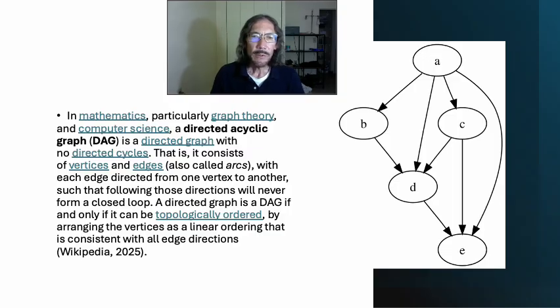In mathematics, particularly graph theory and computer science, a directed acyclic graph, DAG, is a directed graph with no directed cycles. That is, it consists of vertices and edges, also called arcs, with each edge directed from one vertex to another, such that following those directions will never form a closed loop. A directed graph is a DAG if and only if it can be topologically ordered by arranging the vertices as a linear ordering that is consistent with all edge directions.